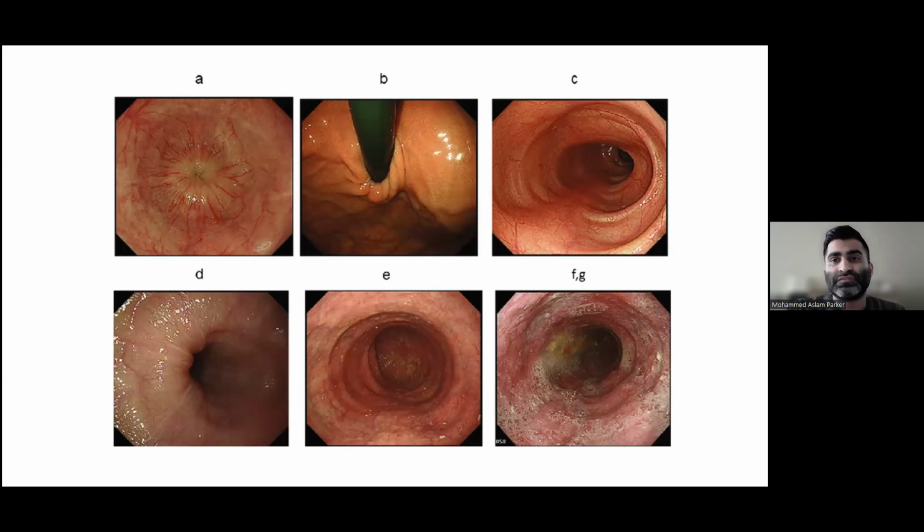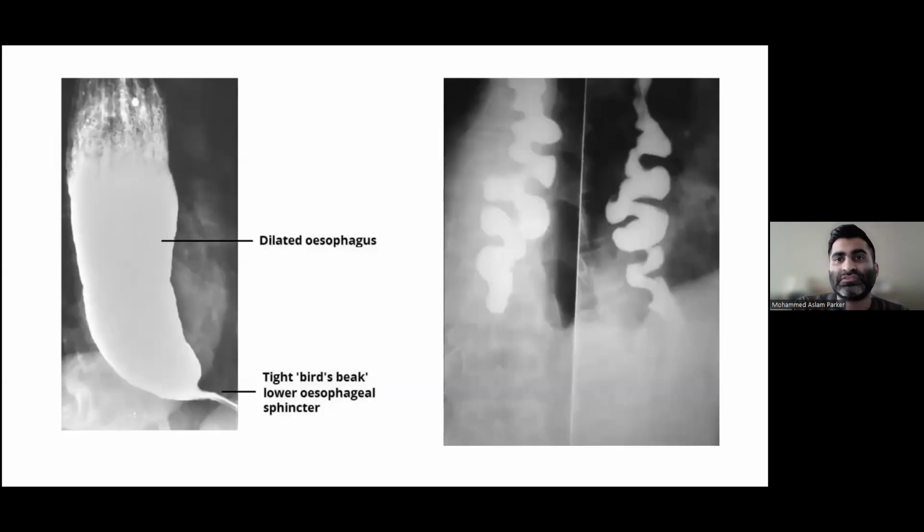The scope is very useful. It helps exclude a lot of the mechanical obstruction causes. Also can show you complications of GORD and help do your biopsies for EoE. Over here, I've got two examples of a barium meal. Barium also useful to exclude cancers, GORD, Schatzki rings. So on the image on the left, you have a patient with achalasia showing a dilated esophagus with a tight lower esophageal sphincter, often referred to as a bird's beak appearance. And then on the right, there is a corkscrew appearance, which is common to spasm.